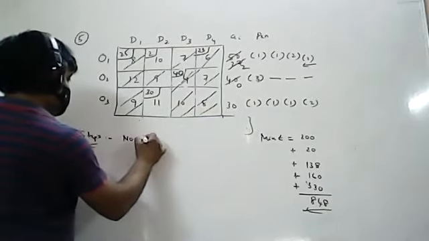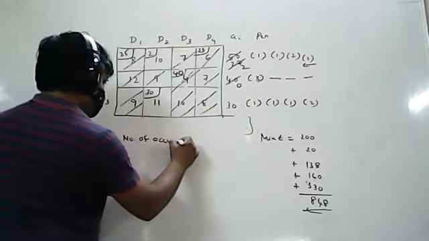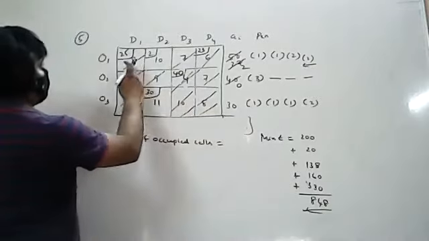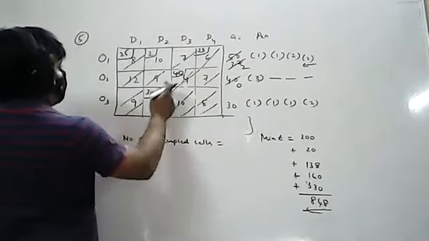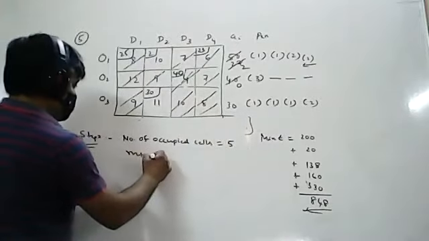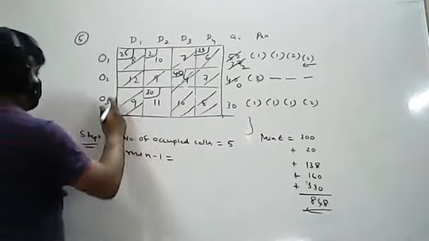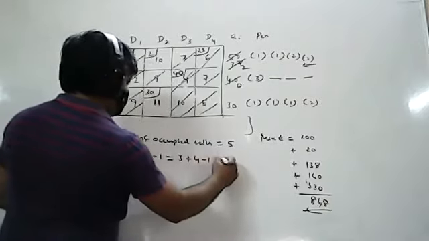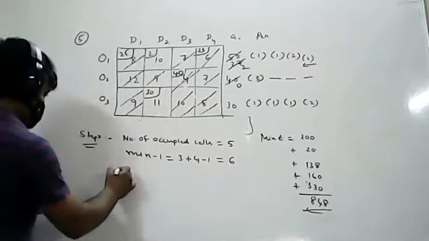So, number of occupied cells. How many occupied cells are there now? 1, 2, 3, 4, 5. Five occupied cells are there. M plus N minus 1. M means rows. How many rows are there? 3. Plus how many columns are there? 4, minus 1. That means 6. So what did you get?